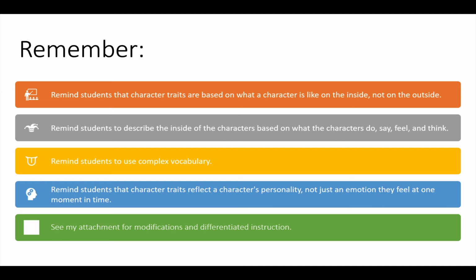Remember to remind students that character traits are based on what a character is like on the inside, not the outside. Remind students to describe the inside of the character based on what the characters do, say, feel, and think. Remind students to use complex vocabulary. Remind students that character traits reflect a character's personality, not just an emotion they feel at one moment in time. And see my attachment for modifications and differentiated instruction.